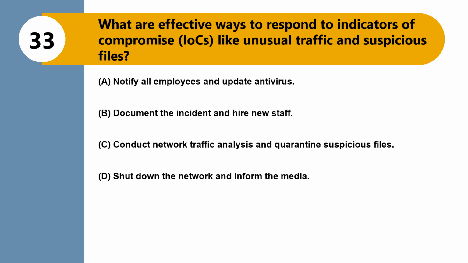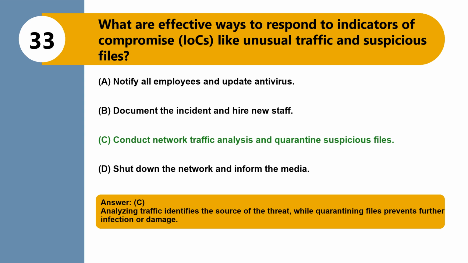Question 33. What are effective ways to respond to indicators of compromise, IOCs, like unusual traffic and suspicious files? Option A, notify all employees and update antivirus. Option B, document the incident and hire new staff. Option C, conduct network traffic analysis and quarantine suspicious files. Option D, shut down the network and inform the media. The correct answer is option C, conduct network traffic analysis and quarantine suspicious files. Analyzing traffic identifies the source of the threat, while quarantining files prevents further infection or damage.